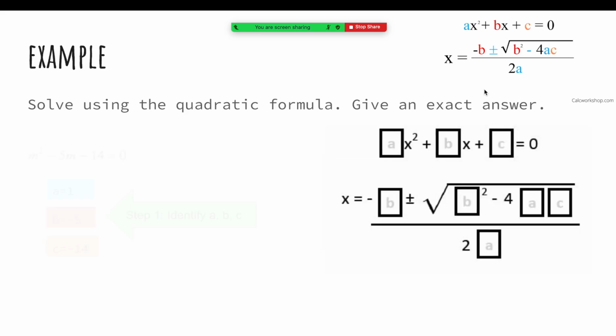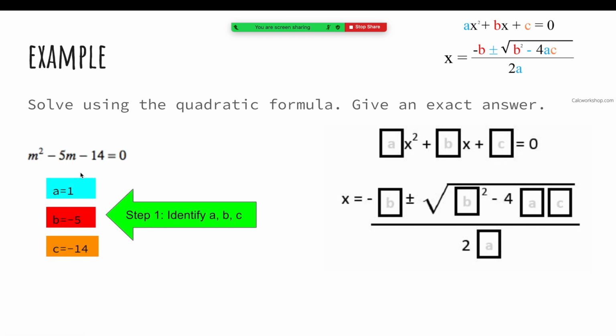Okay, so let's look at an example. So here's the one from the beginning. Step 1, you want to identify a, b, and c, and it's helpful to write that down. Step 2, we're going to substitute a, b, and c into the formula. So in this case, we're going to replace b with -5. We're going to replace a with 1. And we're going to replace c with -14. And remember, this is 2 times 1.